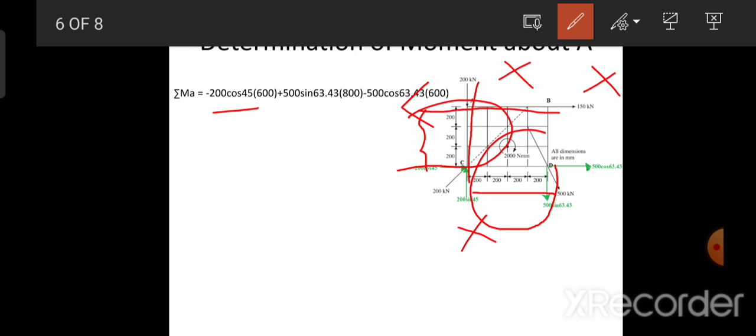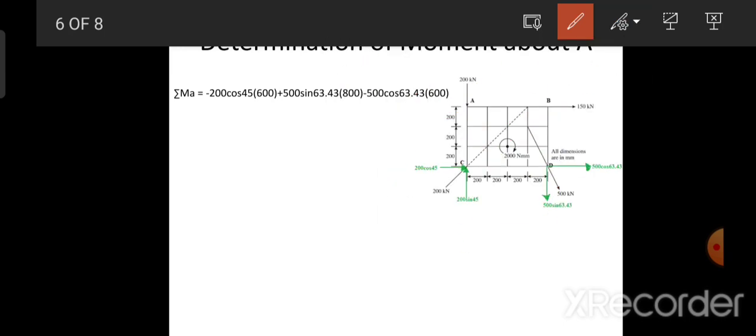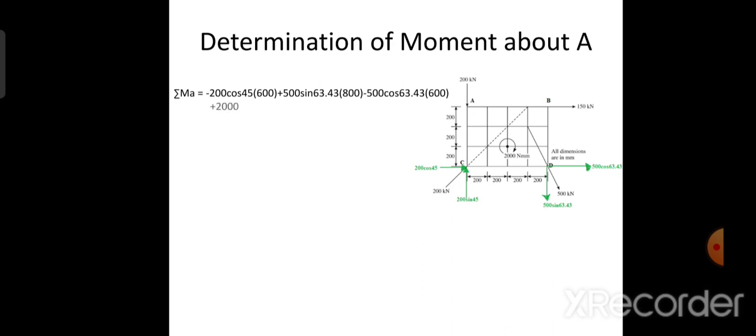So it is a clockwise moment, like this, going along the force which is passing through point A. It is a clockwise moment. And then, apart from that, the cos component of 500 has a vertical distance of 600 again, and going along this force to touch point A, it is an anti-clockwise moment. With reference to this, we have solved and got the moment equal to 140.715 into 10 power 3 Newton mm.